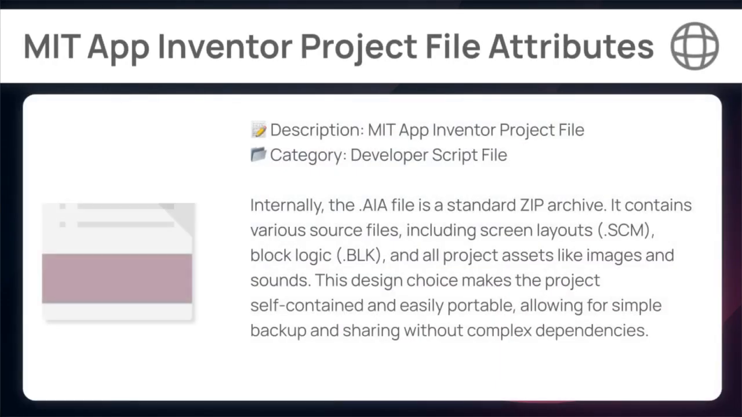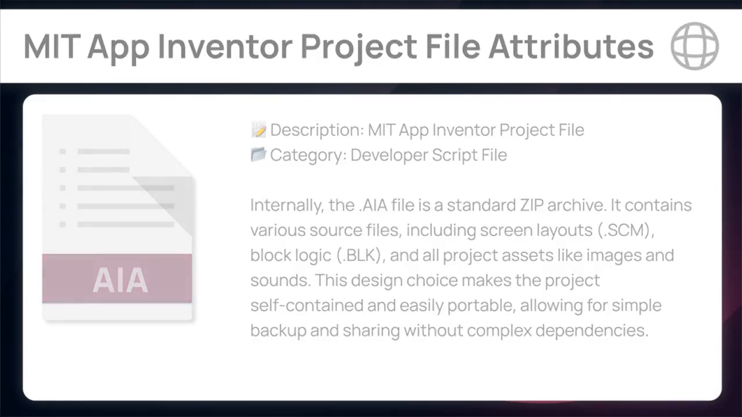Internally, the AIA file is a standard zip archive. It contains various source files including screen layouts, .scm, block logic, .bky, and all project assets like images and sounds. This design choice makes the project self-contained and easily portable, allowing for simple backup and sharing without complex dependencies.